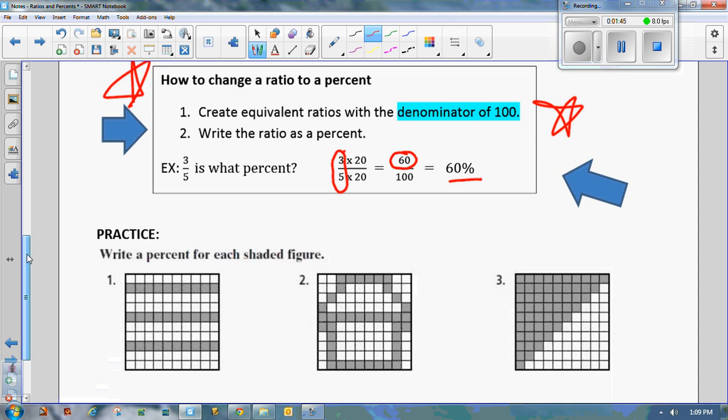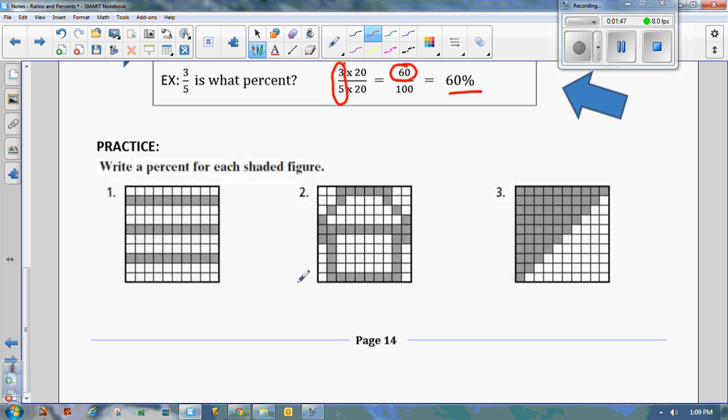Before we get to that, we're going to practice looking at some shaded figures and writing the percent that is represented here. Now, if you count, you have a 10 by 10 box here. So a 10 by 10 box equals 100 boxes. So there is our out of 100. That's for all 3 of these problems.